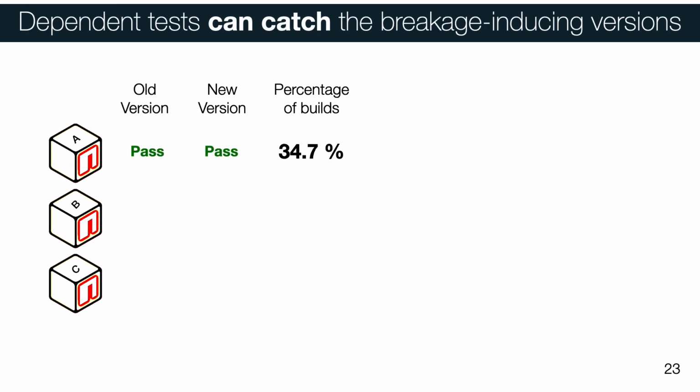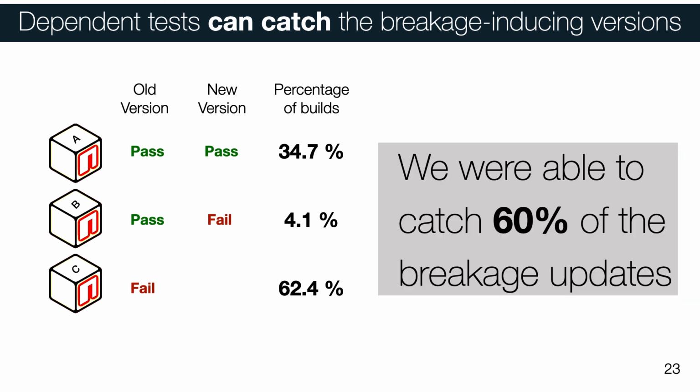Based on our experiments, we find that 34% of the builds pass on both the old and the new version. Also, 4% of the builds pass on the old version and fail on the new version, which indicates a breakage behavior. Finally, we find that 62% of the builds fail on the old version. Based on these numbers, we were able to catch 60% of the breakage updates.